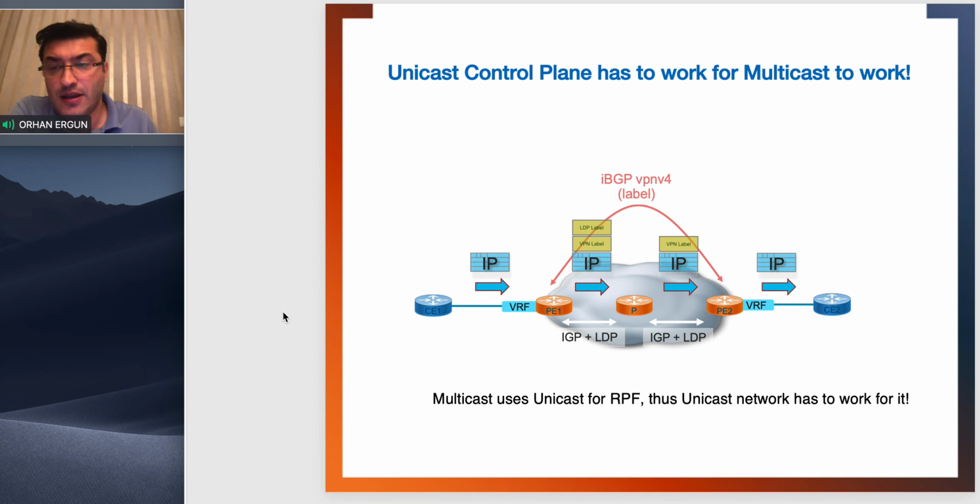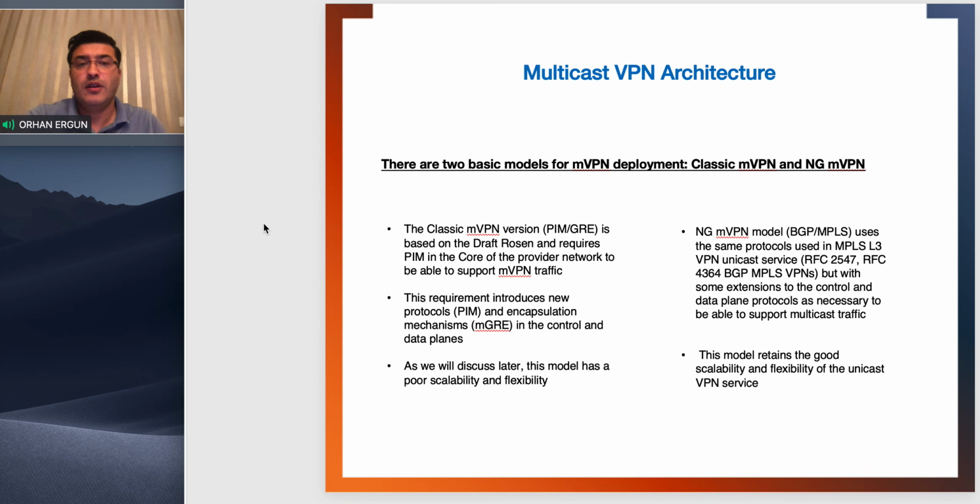Let's agree on that. So we are talking about L3 VPNs, and that L3 VPNs for IP prefixes are already working, and then on top of that, multicast relies on that reachability. Okay.